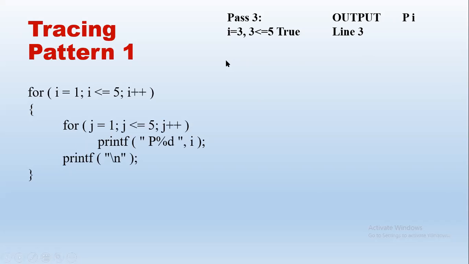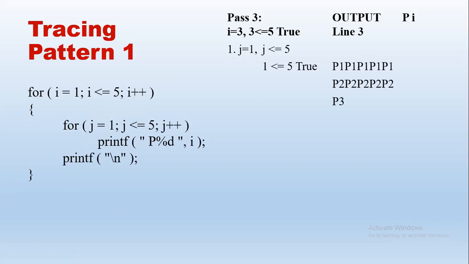So the I value is 3. So 3 less than or equal to 5, yes, condition is true. So what do we start? I starts with the value 3, but J will start from the first value. J is starting from 1. Very important to note: J starts from a new fresh value, that is, J starts from 1. In the previous 2 passes, we have printed 2 lines, right? P1 5 times, P2 5 times. This pass 3 will print line 3.